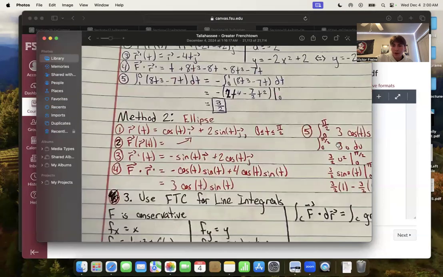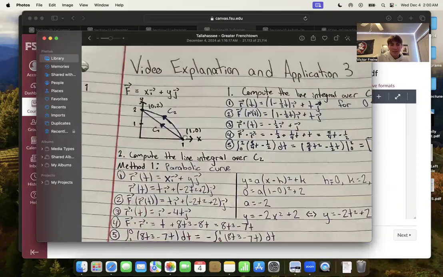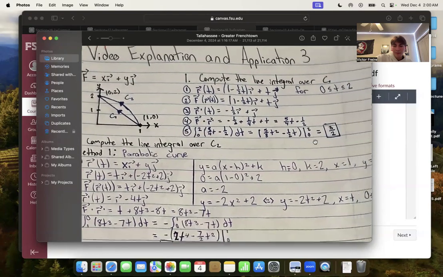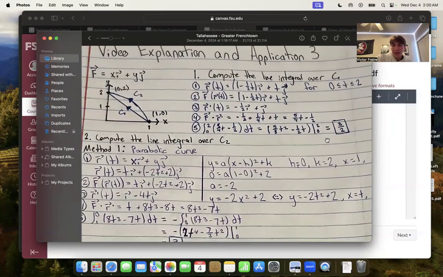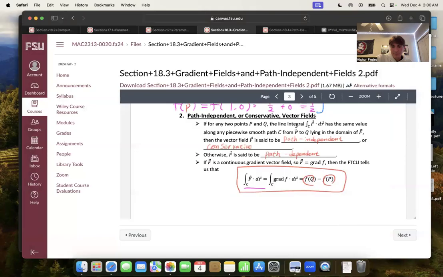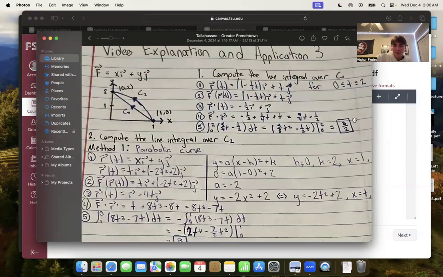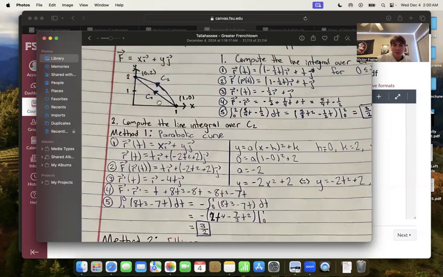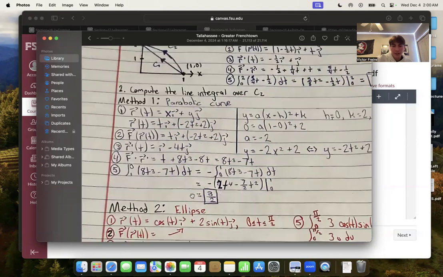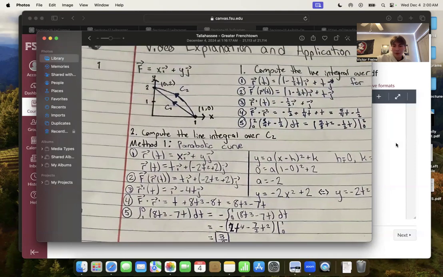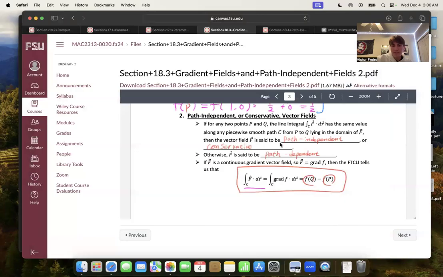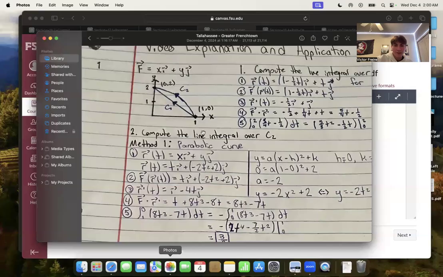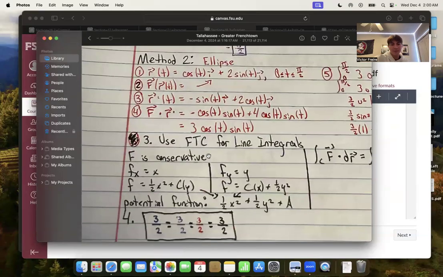Right. So pretty much what this is saying is that if you have 2 points, right, let's call this P, let's call this Q, and you take two different paths and they result in the same value of the line integral, right? So we got one path right here, C1, and the line integral we got was 3/2. Another path here, C2, line integral we got was once again 3/2. Then we know that the vector field F is conservative, right? So that's why I said here F is conservative.